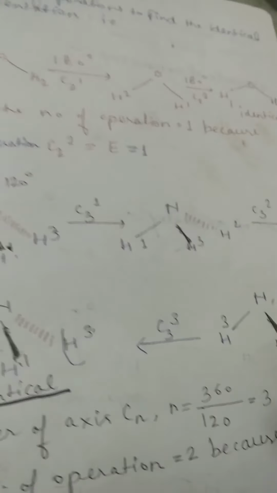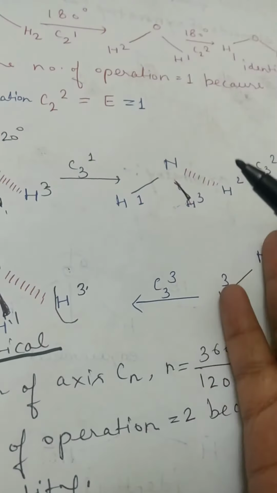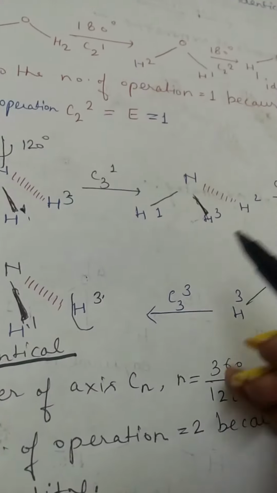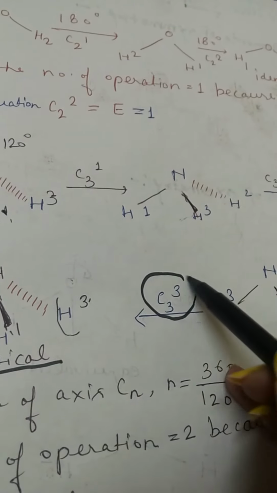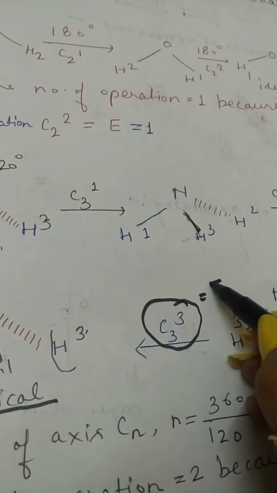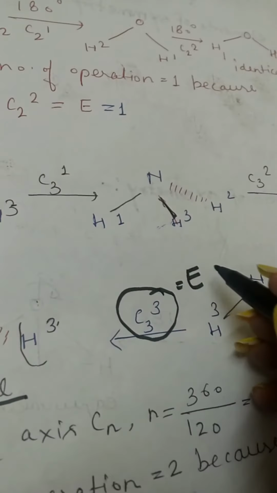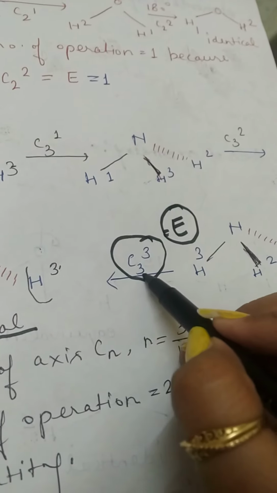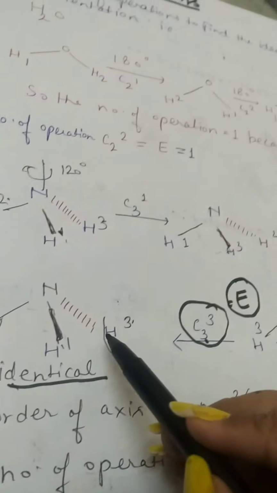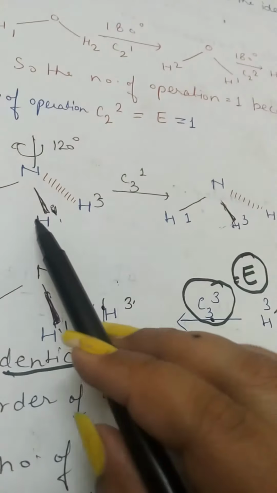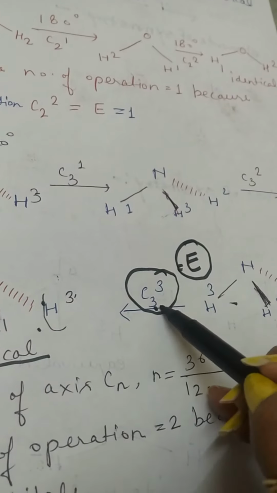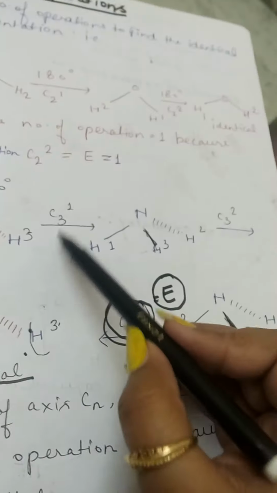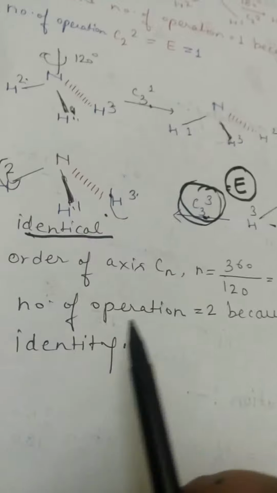Okay. So the last step, when we rotate this one into this one, then C3 cubed is equal to identity. We will denote identity by E. This will become identity. So we will not calculate it as an operation, because after performing this we have got our initial molecule. So we will not count this step as an operation. So we have done only 2 operations, this one and this one. As you can see, I have written it over here.